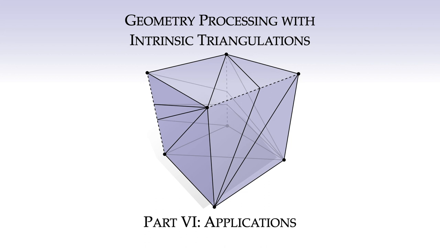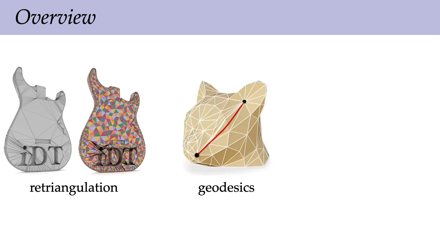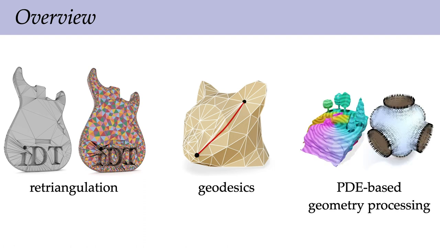Now let's talk about some ways in which intrinsic triangulations are effective for practical applications. This section will be grouped into three main areas. First, we'll talk about retriangulation schemes, which allow us to take an initial intrinsic triangulation and transform it into a high-quality triangulation to compute with. Then we'll see a particular algorithm for constructing geodesic arcs on surfaces using intrinsic triangulation. And finally, see how these techniques can be applied to a wide range of PDE-based geometry processing algorithms to improve both accuracy and robustness. So about these retriangulation schemes.